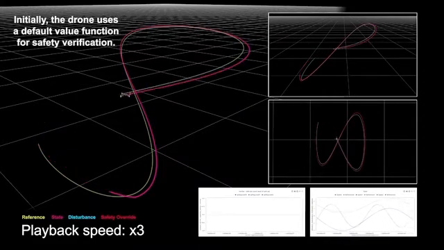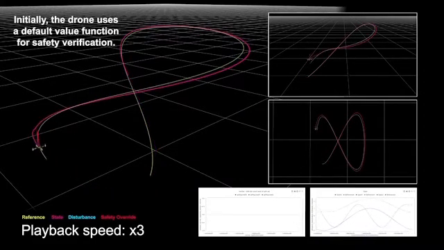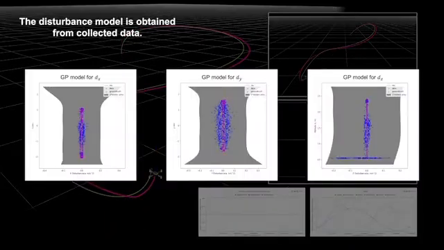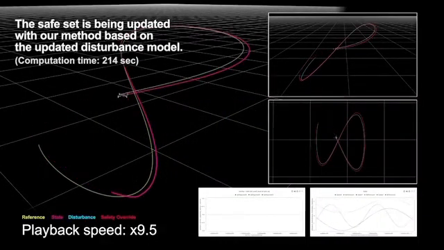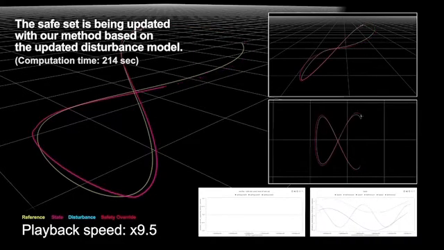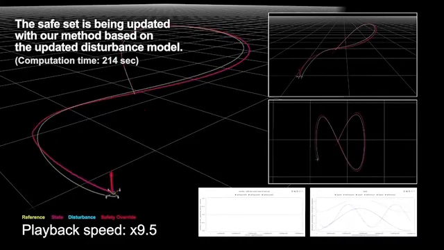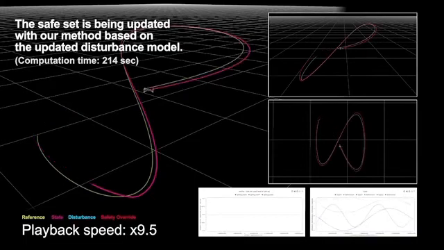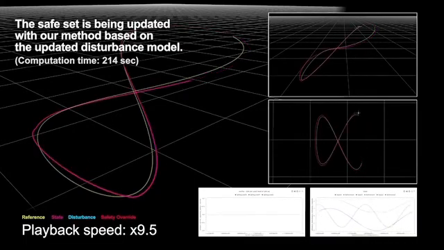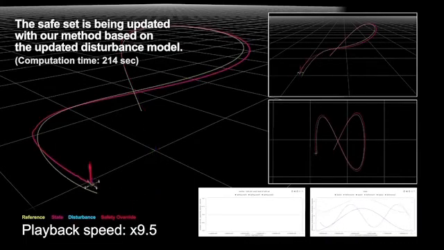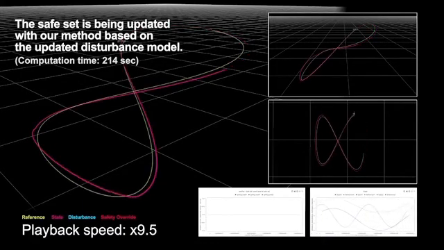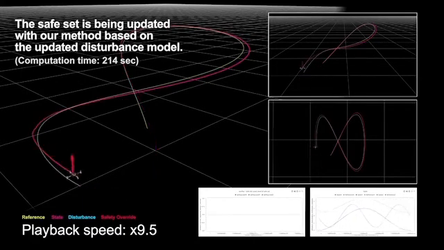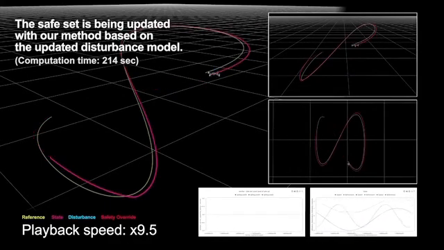Initially, the drone uses a default value function for its safety verification. Once the disturbance data is collected, the Gaussian process-based disturbance models are updated. The safe set is then also updated based on the obtained disturbance models by using our scalable method, which combines decomposition, warm start, and adaptive gridding. This takes about 3.5 minutes. Note that it is impossible to apply the original Hamilton-Jacobi method to compute the safe set online within reasonable time.